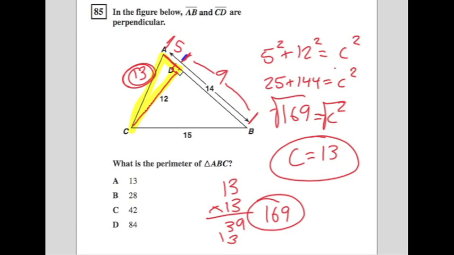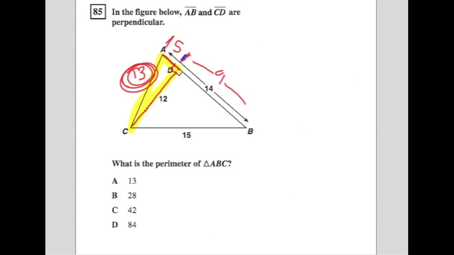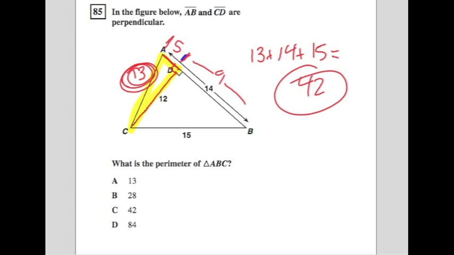Now remember, it's asking us for what the perimeter of triangle ABC is. So let's figure out what that is. So the perimeter is all the sides added up, if you remember. So we have 13 plus 14 plus 15, 42. So my perimeter is 42. My correct answer is C.